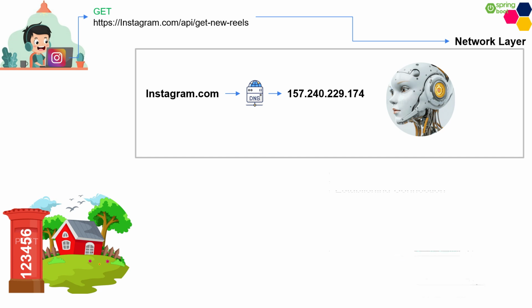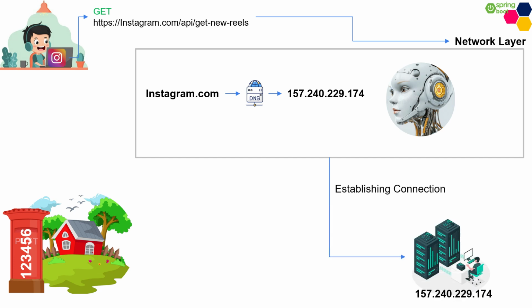Think of it like a highway opening up between your device and the server. This is called a TCP/IP connection, and it's what makes sure your request reaches the right server, just like your letter reaching the right house.